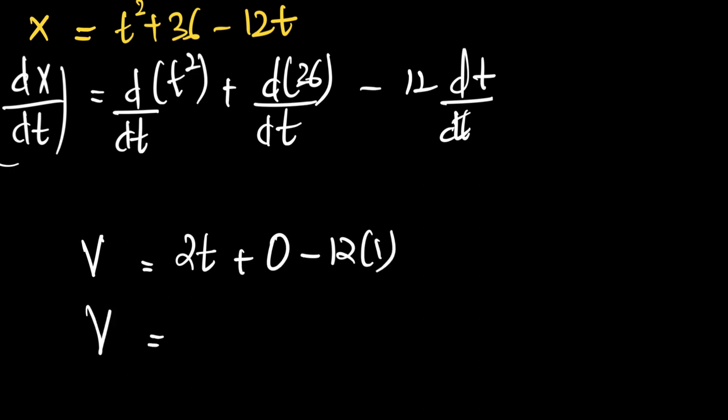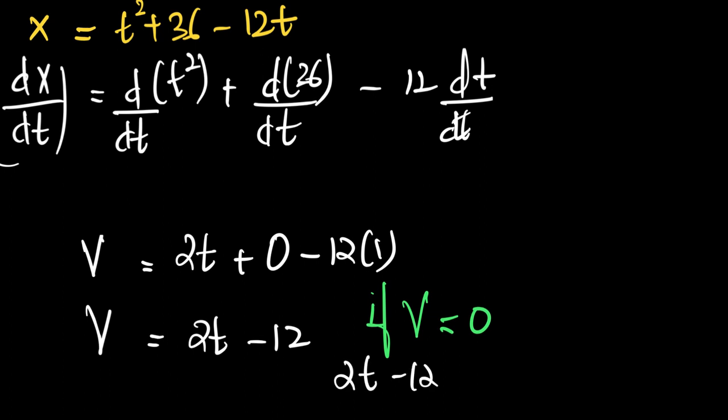Which means velocity is equal to 2t minus 12. Now, what has been asked in the question? The displacement when the velocity is equal to 0. So, if velocity is equal to 0, then we can say that 2t minus 12 is equal to 0, in which case 2t is equal to 12 and then t is equal to 6 seconds.